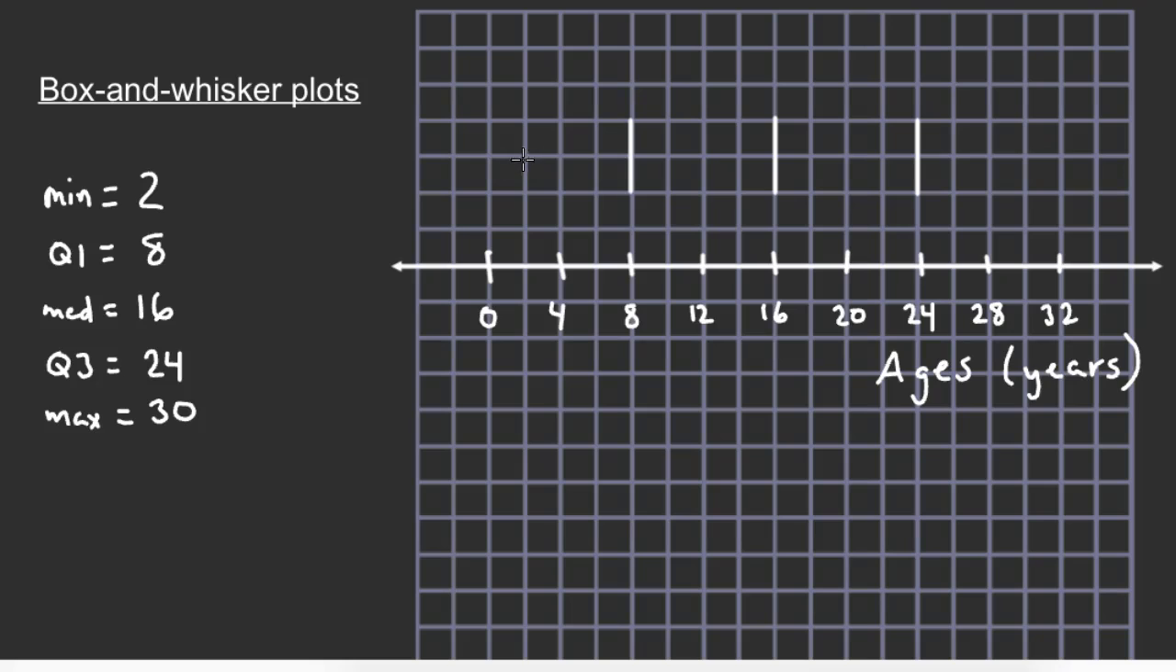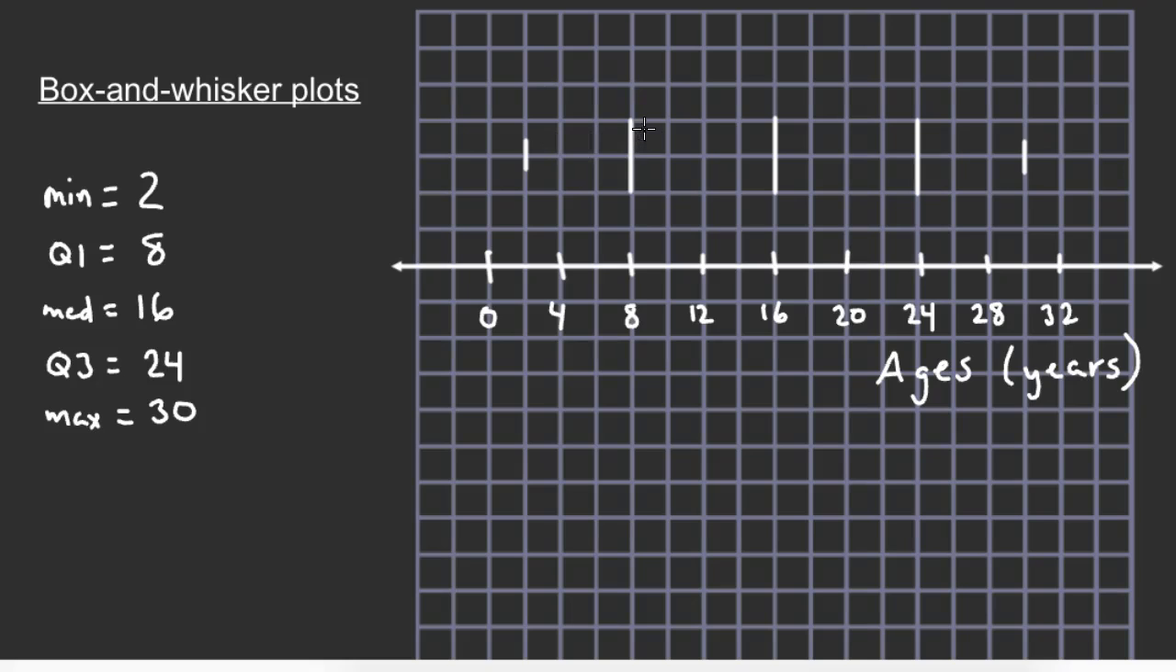And the whisker parts go at the minimum. So there's one of my whiskers, and the maximum. Sometimes these are dots. I think in your textbook they use dots. Some people leave them without the whisker part, but it's better to have a little bit of an edge so you know exactly where it stops.